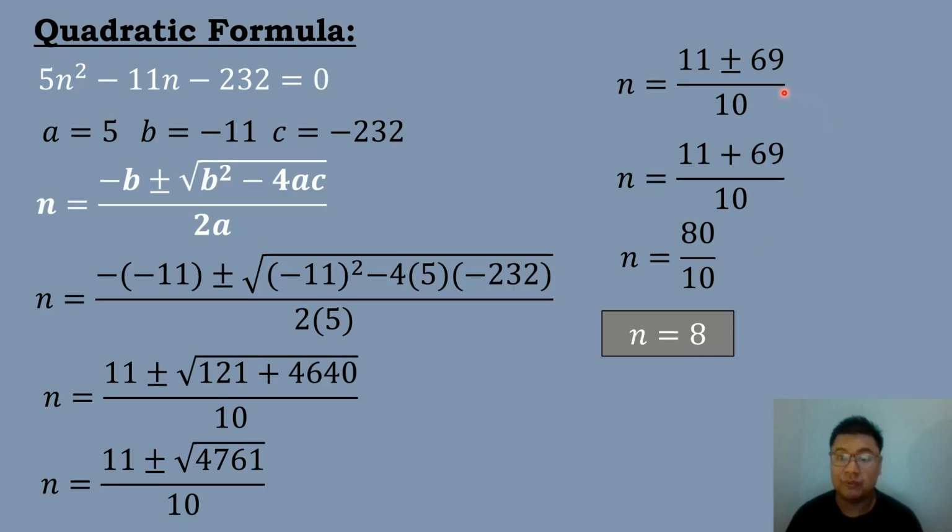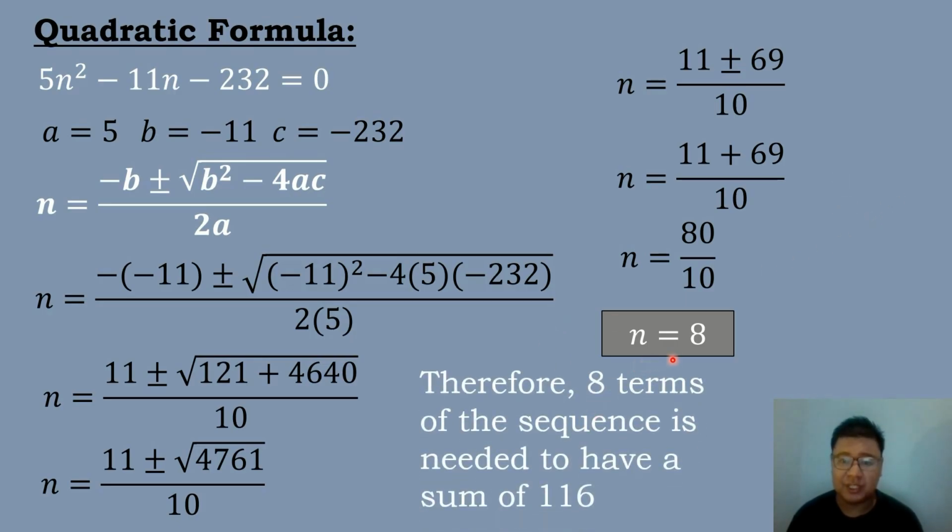So we will not compute for the negative value. We will not compute n is equal to 11 minus 69 over 10 because the value of n will be a negative number. So therefore, the value of n is equal to 8. Therefore, 8 terms of the sequence are needed to have a sum of 116.